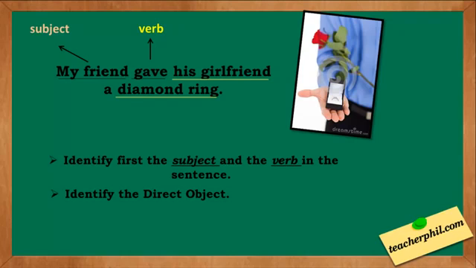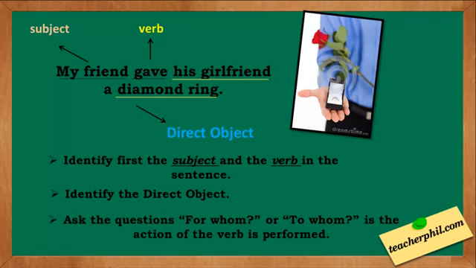Well, if you can still remember, with direct objects we can ask questions like what or whom. So, what did my friend give? Answer: the diamond ring. Therefore, it is the direct object.